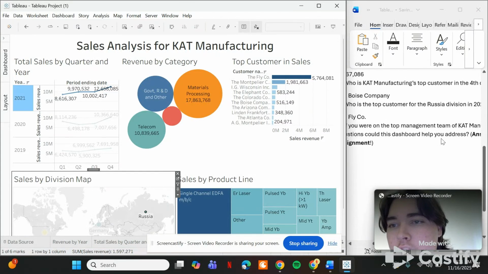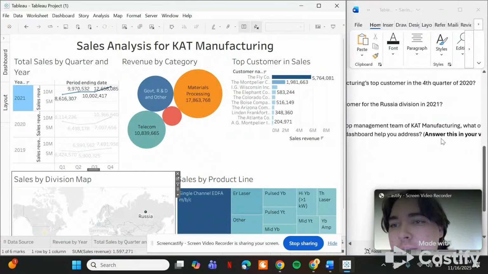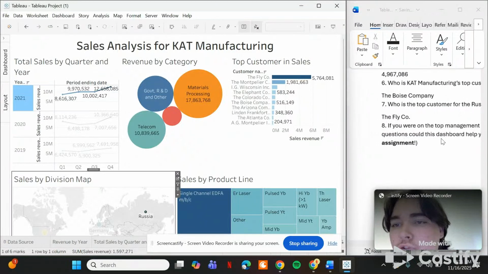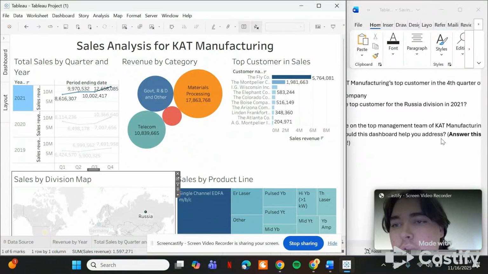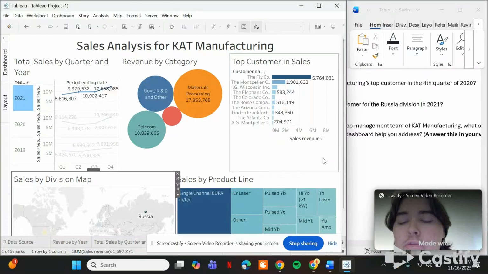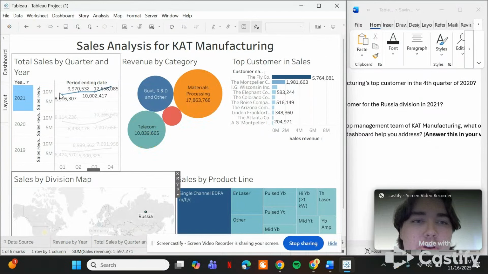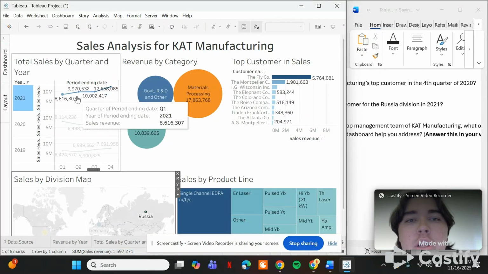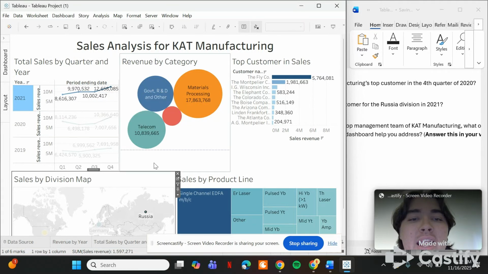Lastly, we're going to answer question 8. If you were on the top management team of Cat Manufacturing, what overall strategy questions could this dashboard help you address? Well, firstly, I noticed that this dashboard gives me a lot of good information about the increase in sales by the charts we have in the total sales by quarter and year.